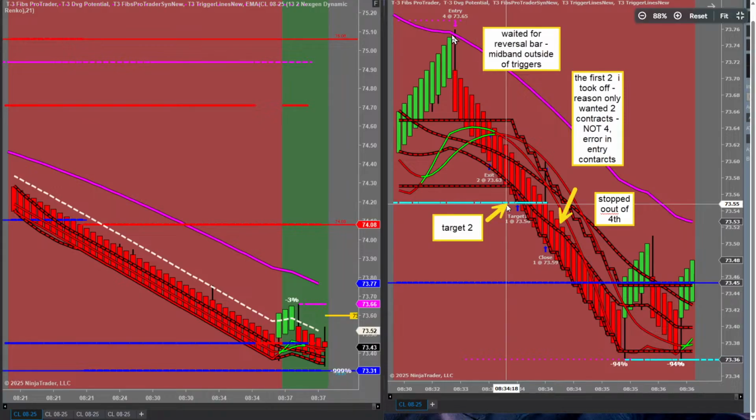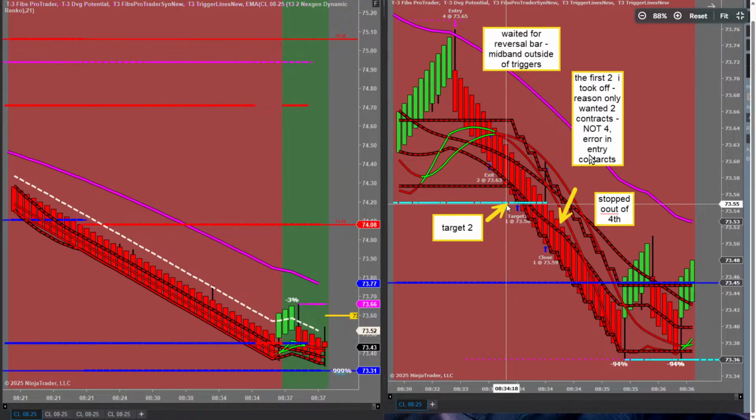Jen says, this area is outside of all my triggers. Let me force it to confirm. And it does. She gets paid, and she gives it back. And Jen, I got to tell you, this is a $130 trade on a 4 lot.